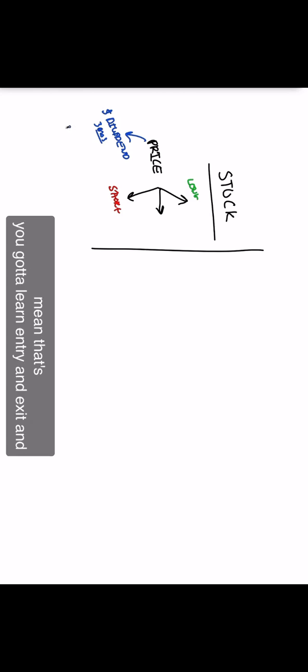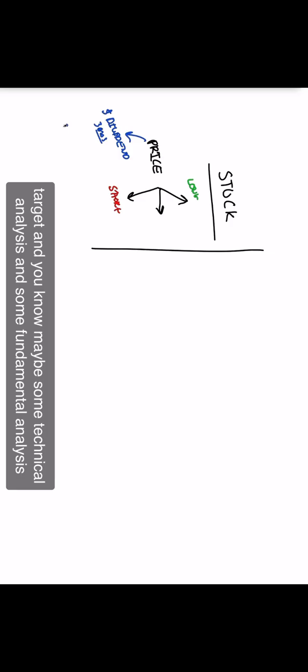If it goes sideways, up or down, you can at least get the dividend. But that's basically it. You've got to learn entry and exit and target, and maybe some technical analysis and some fundamental analysis, and off your trading stock. Congratulations, you're rocking and rolling.